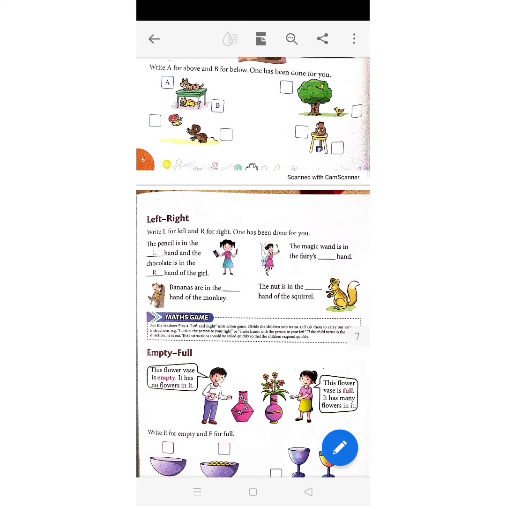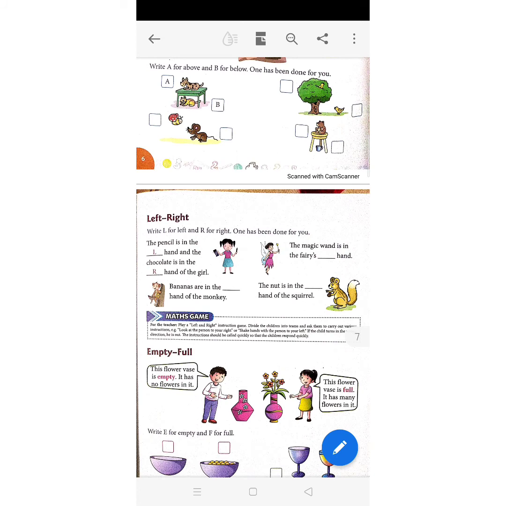Left and right. When two objects are in different positions, then one object is on the right while the other is on the left. See these pictures? The pencil is in the left hand of this girl and the chocolate is in the right hand, whereas the magic wand is in the fairy's left hand.